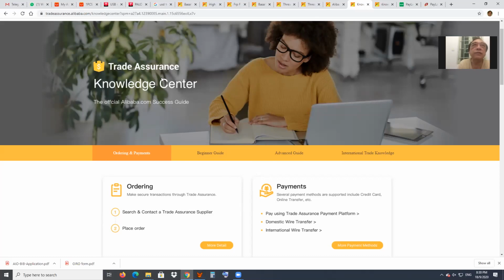Okay, so this trade assurance means when you make the payment, Alibaba will keep the money for you until the transaction is over. So Alibaba will release the payment, so you are safe. If they don't deliver, then they will refund you. Alibaba will refund you the payment. So this is very safe.